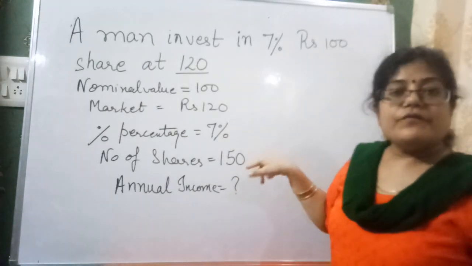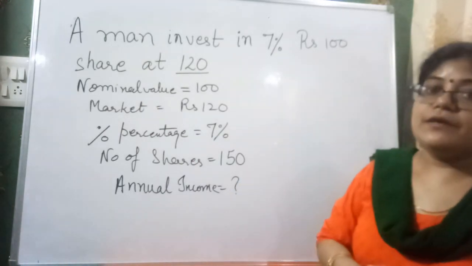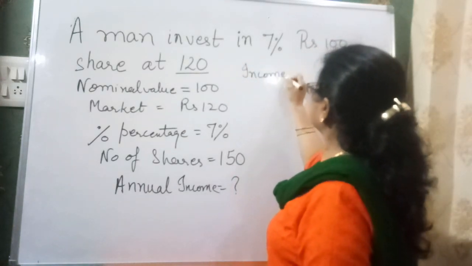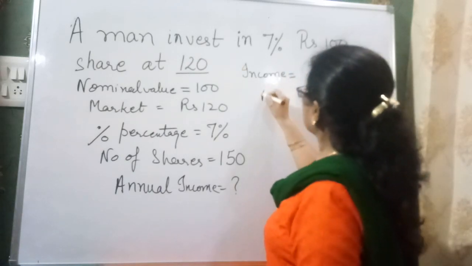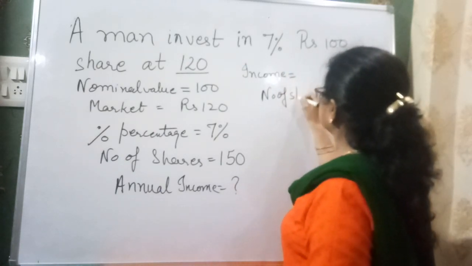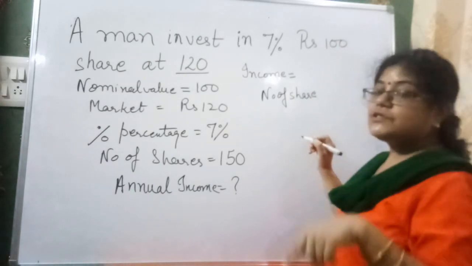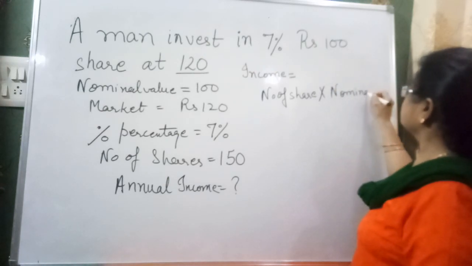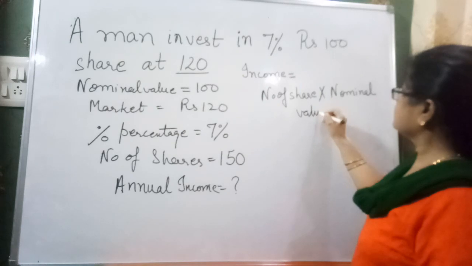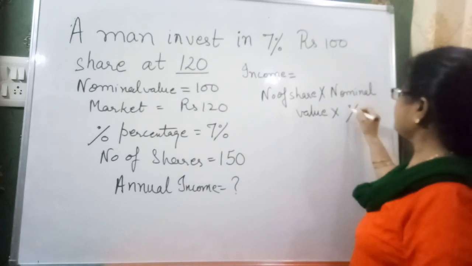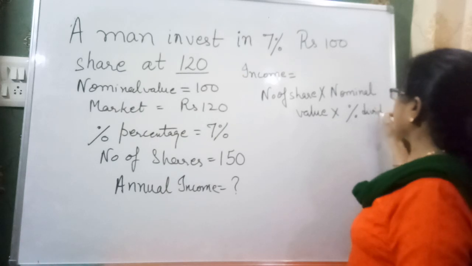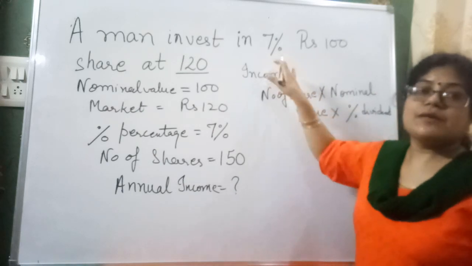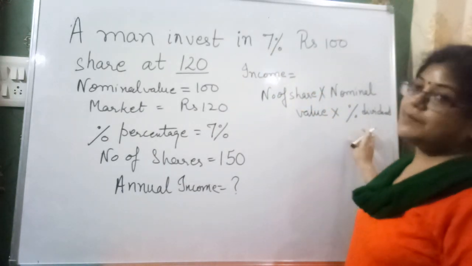Annual income of the shareholder from the company is calculated by using the formula: number of shares held by the shareholder into nominal value of share into percentage of the dividend announced by the company. For example, some company gives 10%, some company gives 2%, then we have to multiply by that.